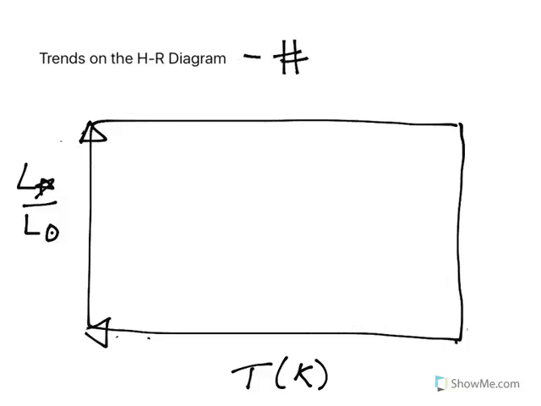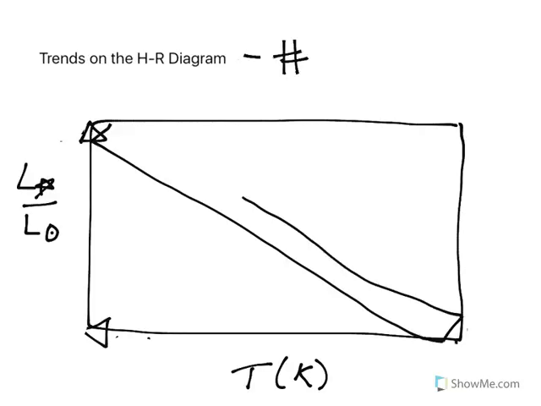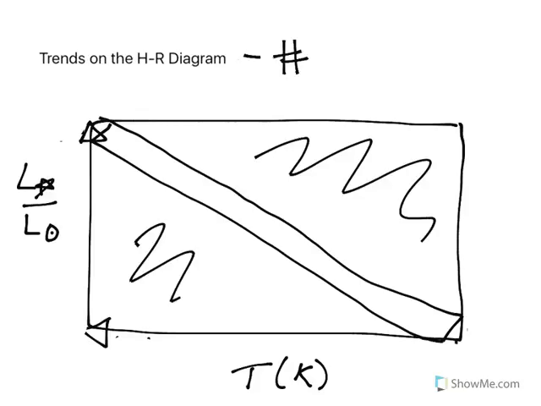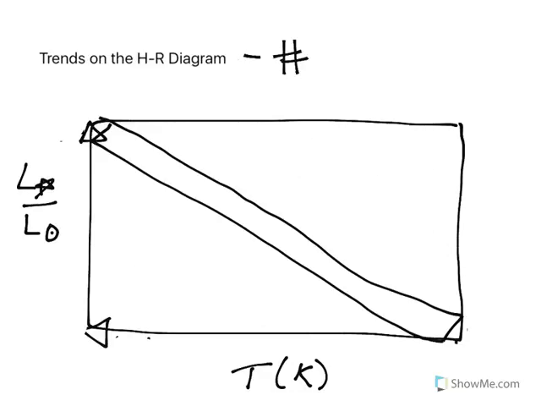Let's look at the trend in number. How does number vary on the HR diagram? Once again, we have to draw in the main sequence. I can't tell you the trends above or below the main sequence. I can only tell you the trend along the main sequence, and that trend is from upper left to lower right. So there are more stars located down at the bottom right and fewer stars located at the upper left.